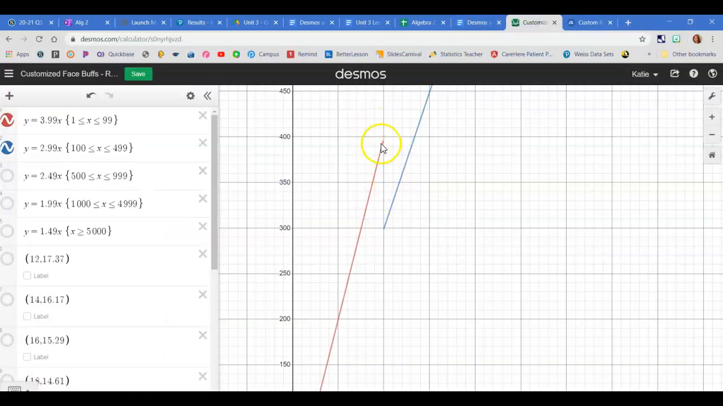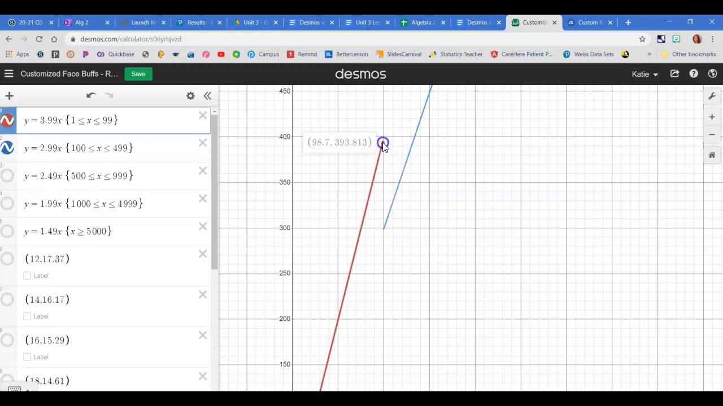But when you see it here, it looks like there could be an overlap. When you look at this vertical line and tap on this value, the x-axis is how many, and the y-axis is the cost. So 100 masks costs $299.